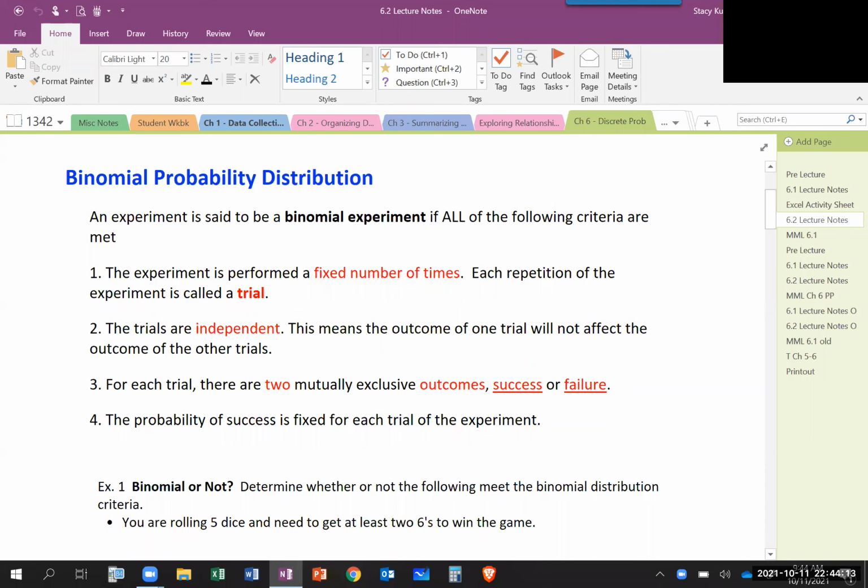For each trial, the third requirement says that you also have to have two mutually exclusive outcomes. Remember, that means they can't overlap. In other words, you either have success or you have failure. And then the fourth criteria that must be met is that the probability of success is fixed. It doesn't change with each trial of your experiment.